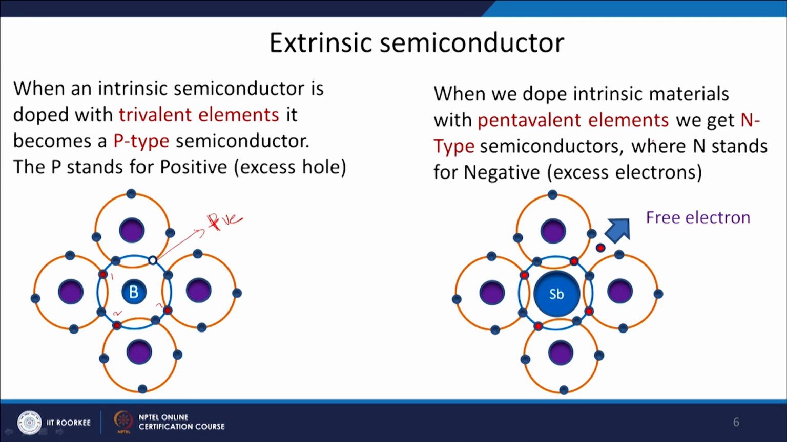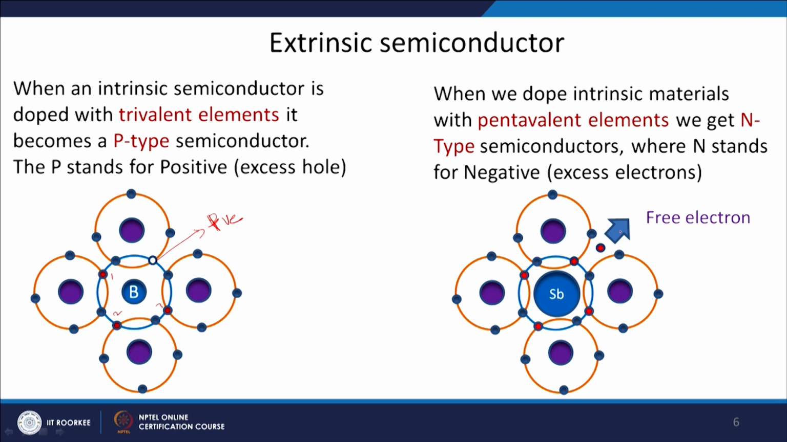When we dope the same intrinsic semiconductor with a pentavalent element, okay, we get an n type semiconductor, where n stands for negative, excess electrons. Again, you can see antimony is there, which has 5 electrons: 1, 2, 3, 4 and the fifth one is one extra electron. So, the 4 electrons are shared with the 4 silicon atoms around it, and one extra electron is not shared with any atom. So, it is free to move now.